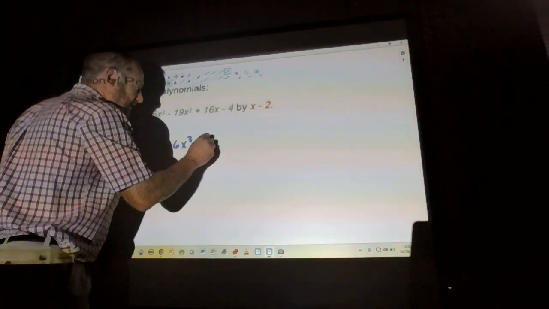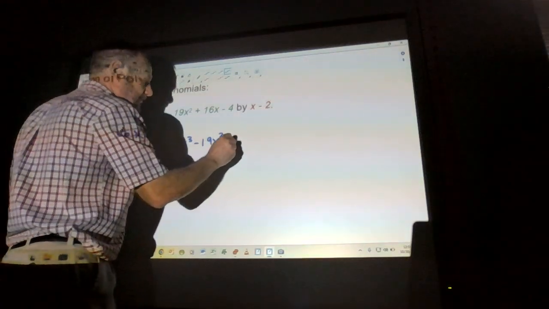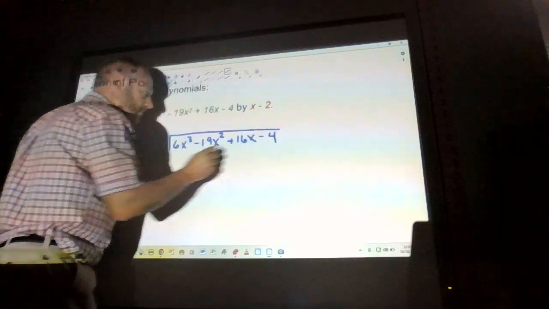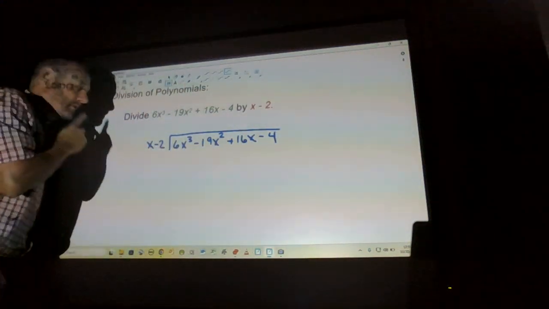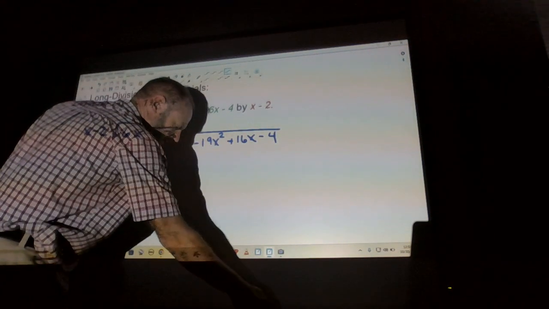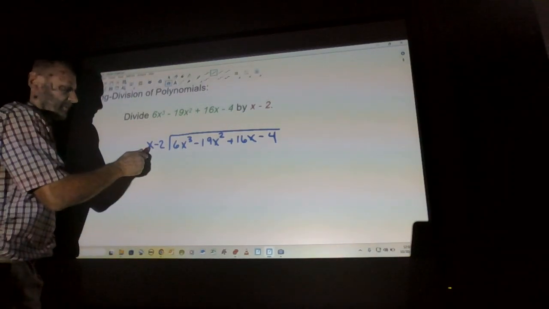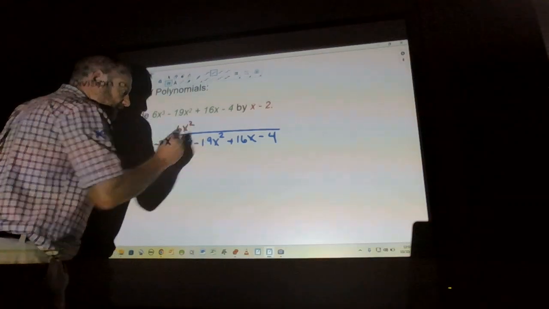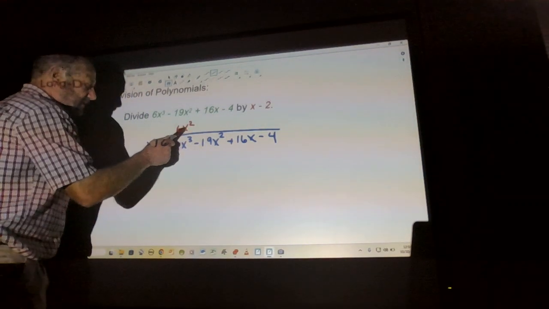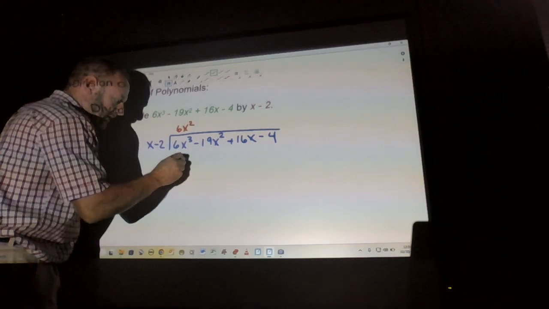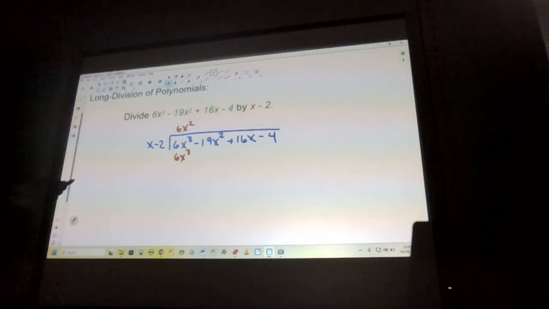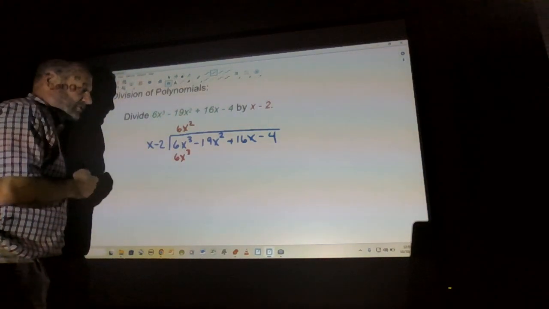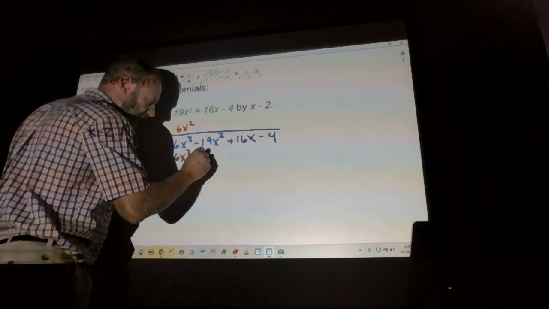So we're going to rewrite it like a regular old division problem, just like this. Now I'm going to ask myself, what am I going to multiply x by to get 6x to the third? That would be 6x squared. 6x squared times x is 6x cubed. This works exactly the same way regular old long division does. Now, 6x squared times negative 2 would be negative 12x squared. I need to make sure I line this up.